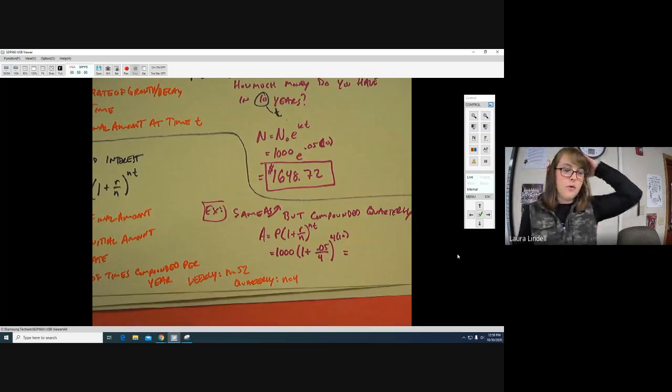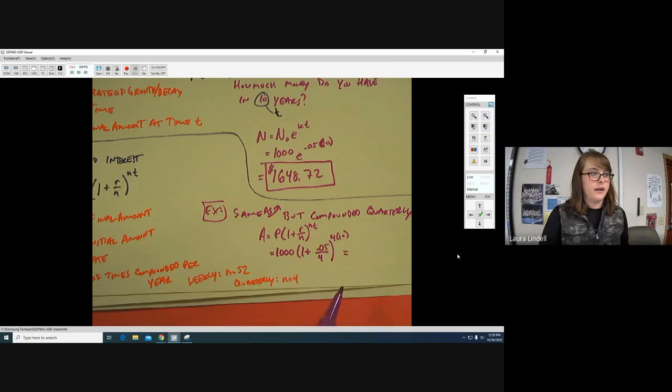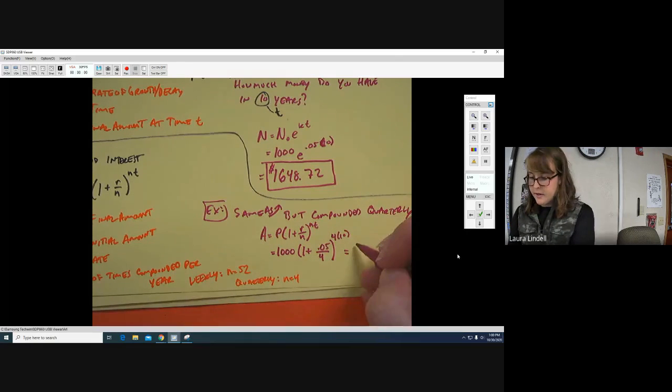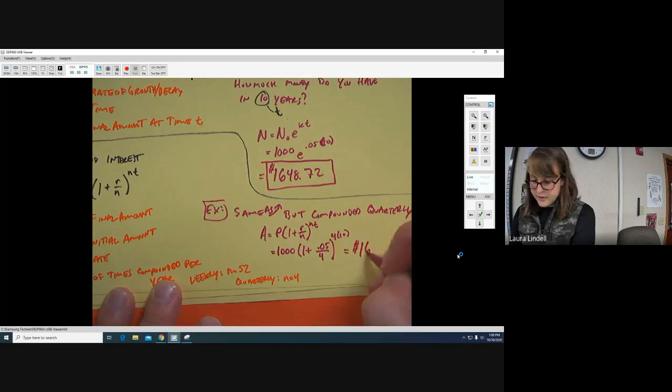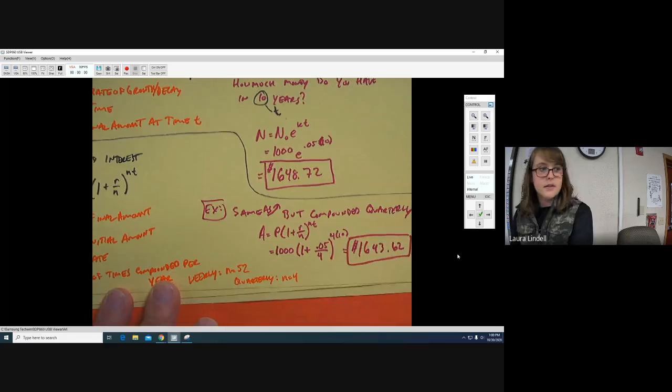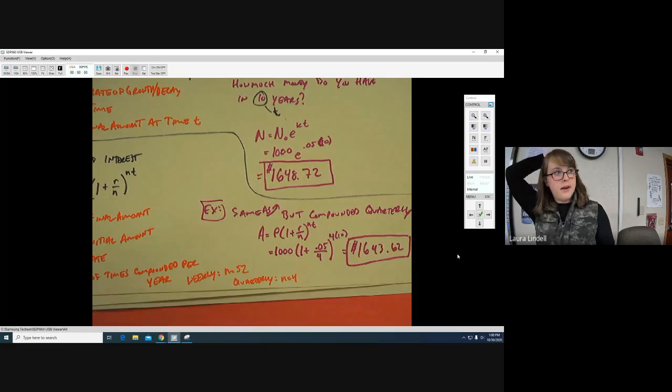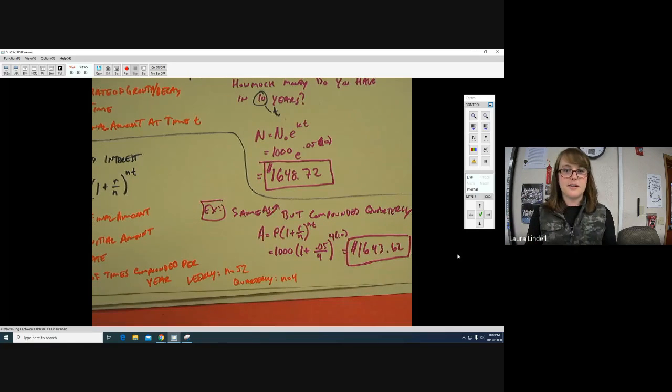Okay, so with compounded quarterly, if I stick this into a calculator, 1,000 times parentheses 1 plus 0.05 over 4, parentheses to the 4 times 10, or to the 40, we would get $1,643.62. So would you rather have it compounded continuously or quarterly? What do you think? Which one's better?